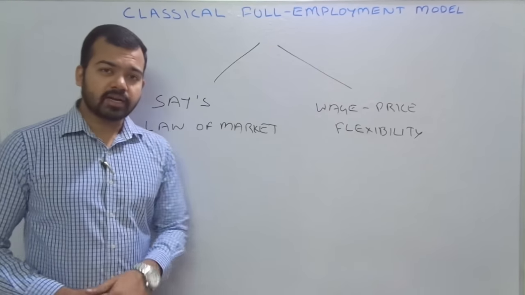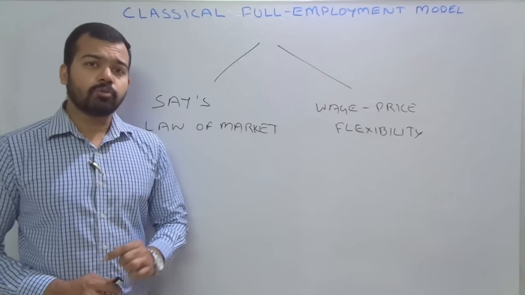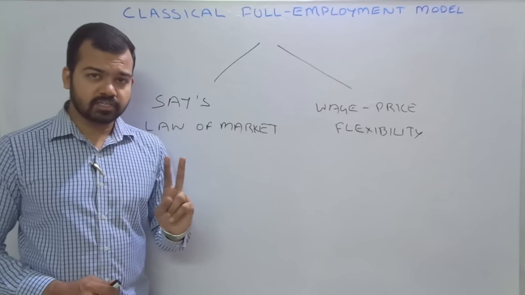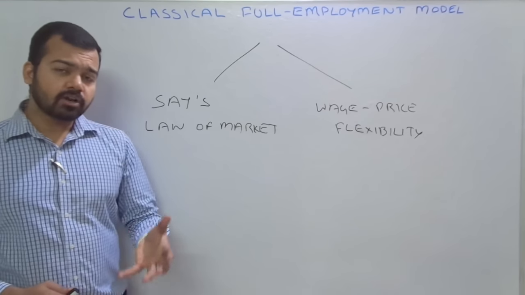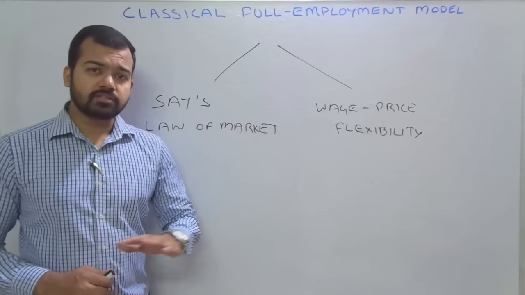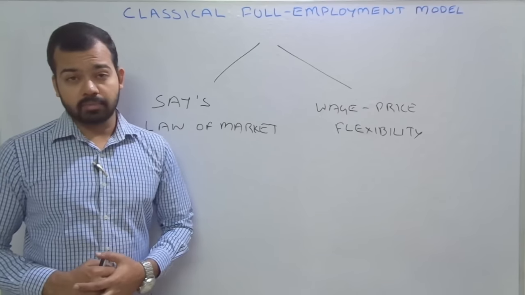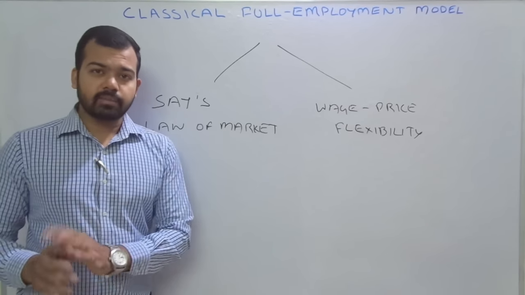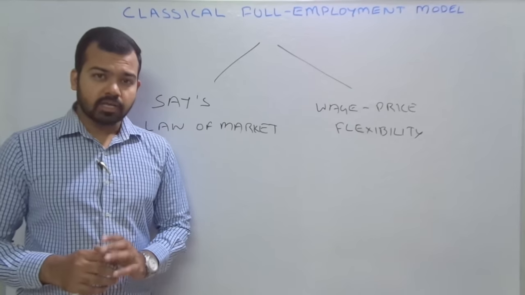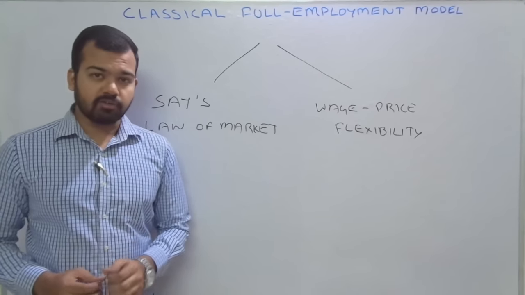In Say's law of market, as I said earlier, supply creates its own demand. It means there was no problem of overproduction, underutilization or unutilization of resources. It means the economy will remain always at the full employment level. Now we need to understand the meaning of employment here. Full employment means the capital, labor and other resources of the economy are fully utilized in the production of goods and services. That is the meaning of full employment.